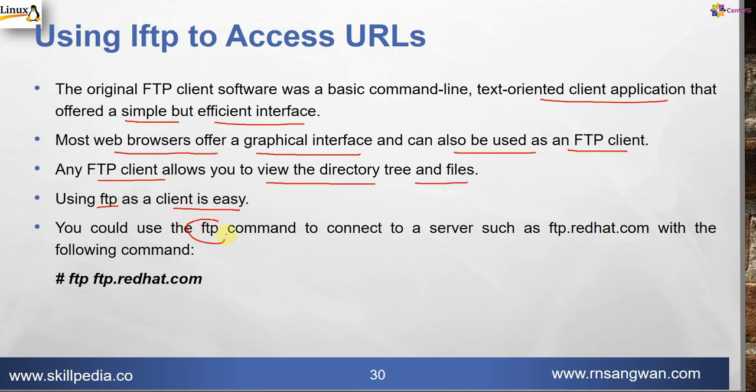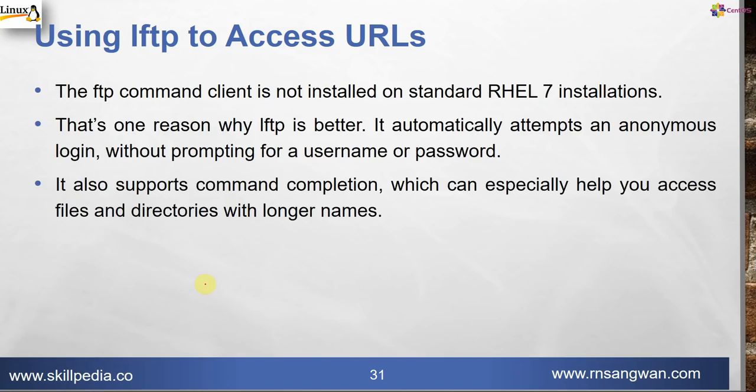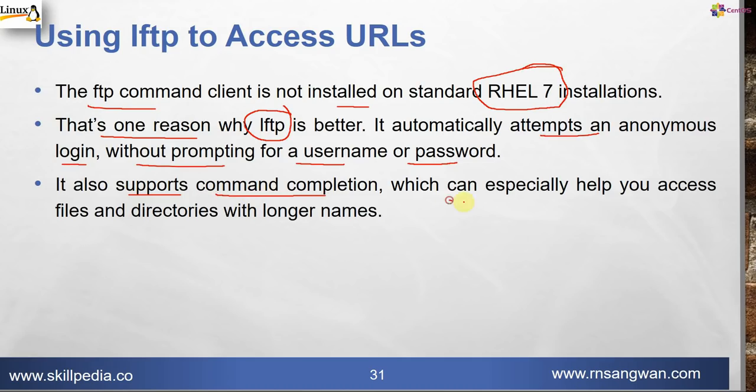You can use the ftp command to connect to a server such as ftp.redhat.com with this command: ftp ftp.redhat.com. But the problem is the FTP client is not installed by default on RHEL 7 and RHEL 8. That's one reason why LFTP is better. It automatically attempts an anonymous login without prompting for a username or password. It also supports command completion, which can be especially helpful to access files and directories with longer names.